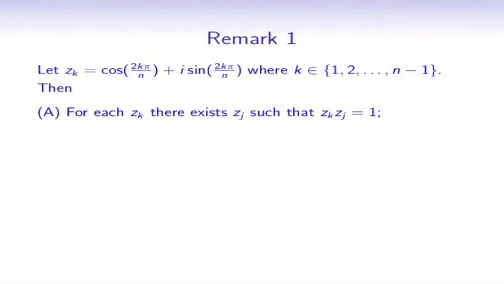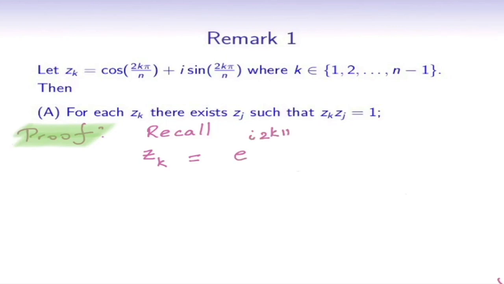Then, as we have seen in the case n equal to 10, for every complex number zk, there is a complex number zj such that zk times zj is equal to 1. How will we prove this? So recall, as in the case of n equal to 10, zk is equal to e to the power i 2k pi by n. These are known as the nth roots of unity.